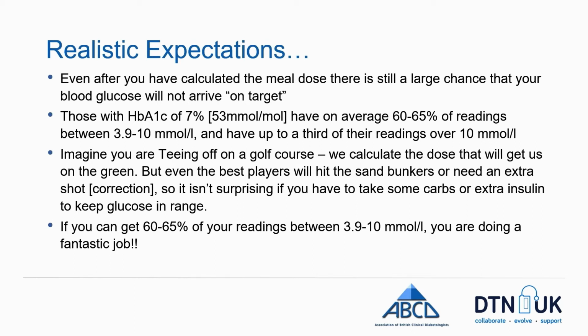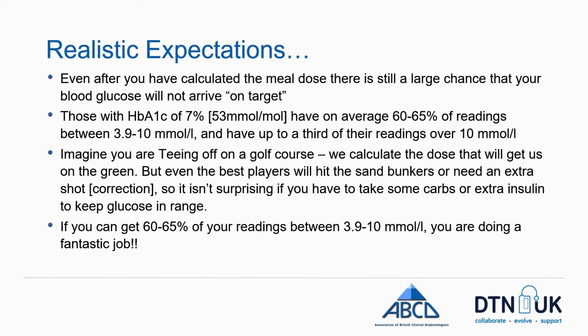When we've looked back at patients who've got an HbA1c of 7% or 53 millimoles per mole, on average, they have about 60 or 65% of their Libre readings between 4 and 10 millimoles per litre. So even those people who are at target, if you like, have about 30% of their readings that are high, above 10, and maybe 5 to 8% that are below 4.